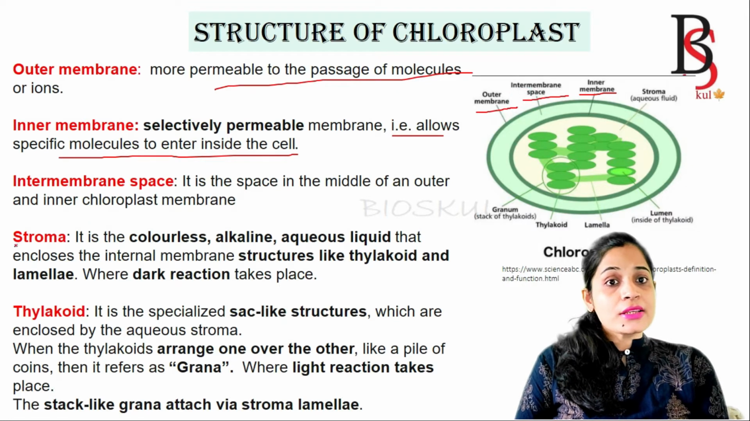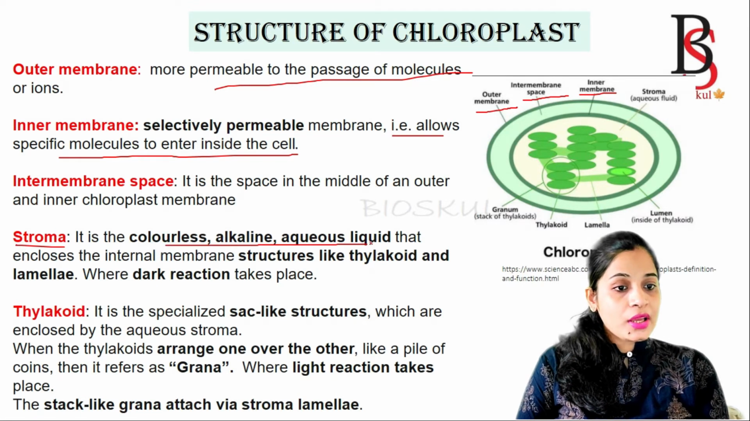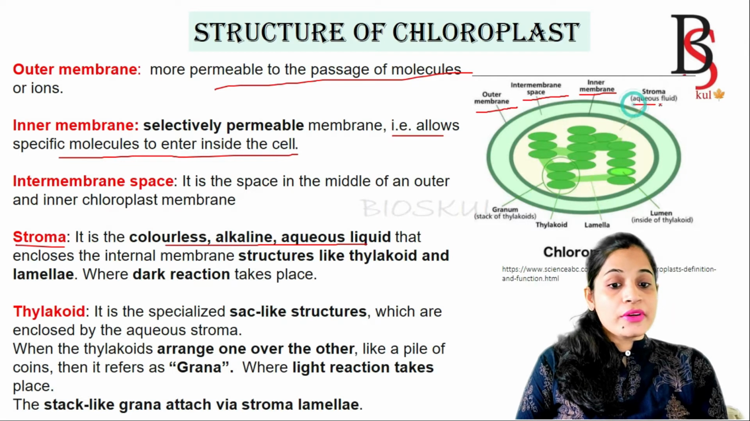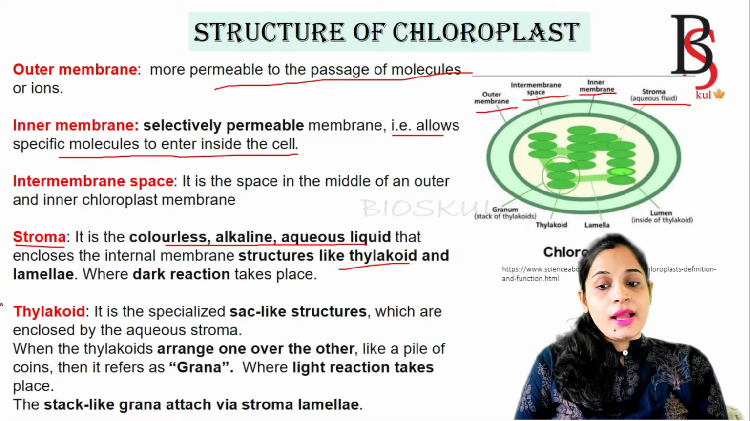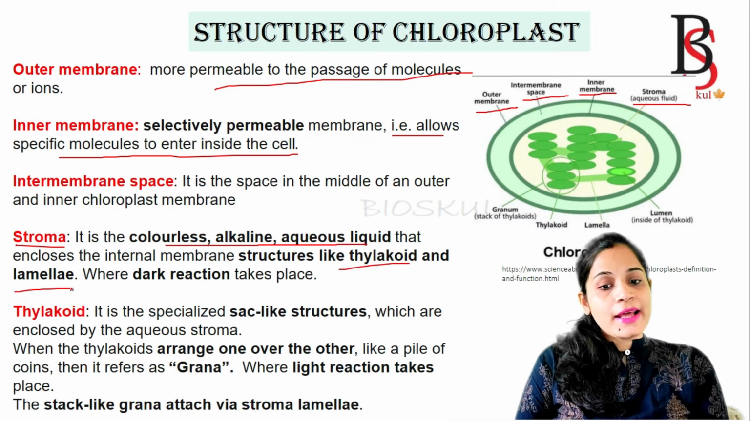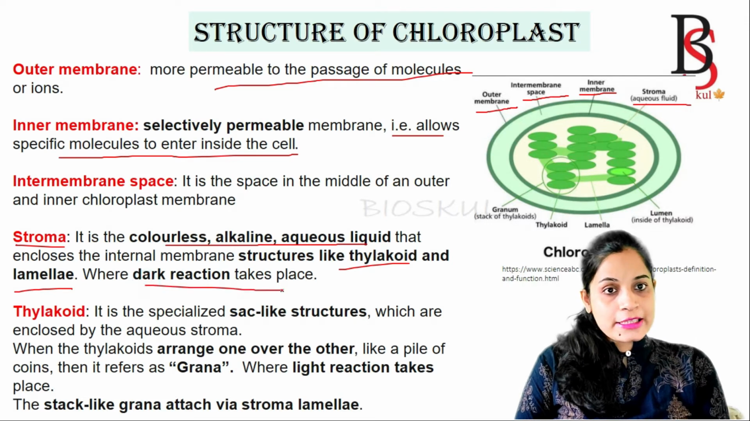And what is the stroma? Stroma is a colorless alkaline aqueous liquid that encloses the internal structures like thylakoid and the lamellae. And in the stroma, the dark reaction of photosynthesis takes place.